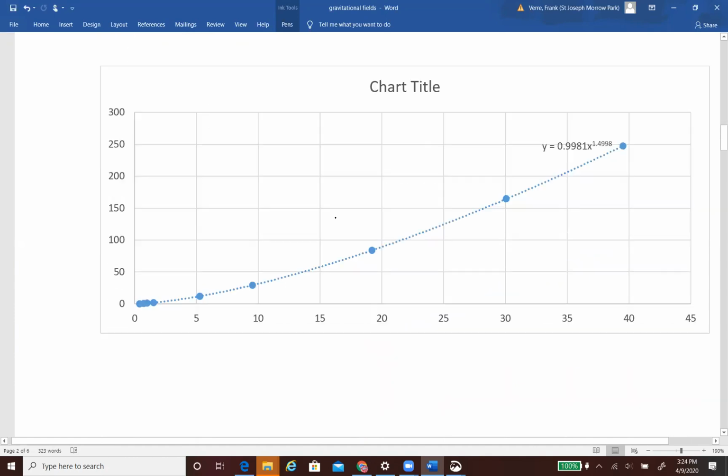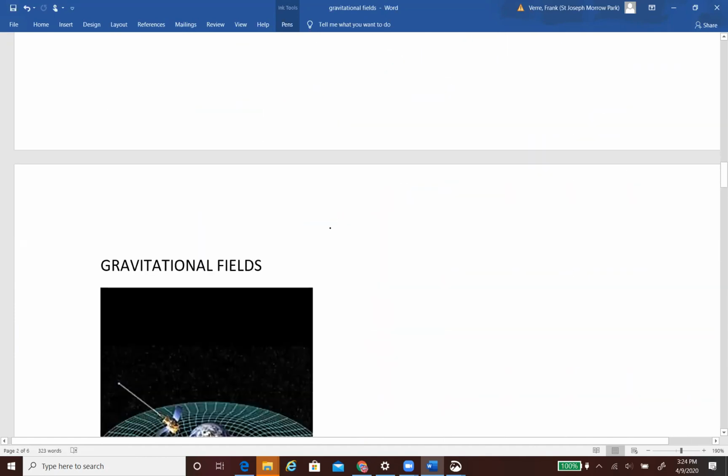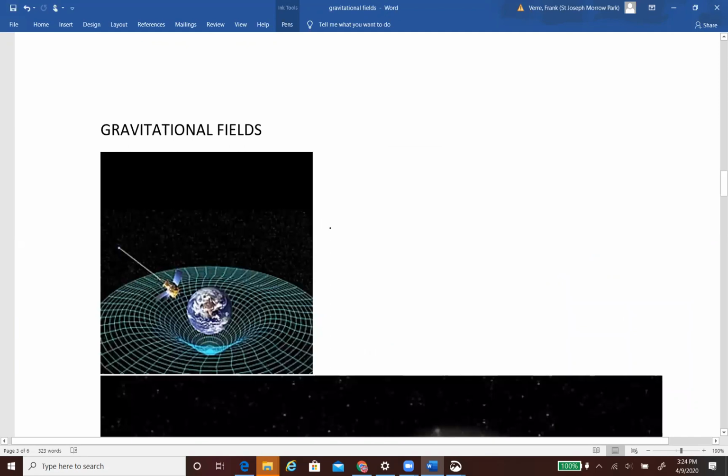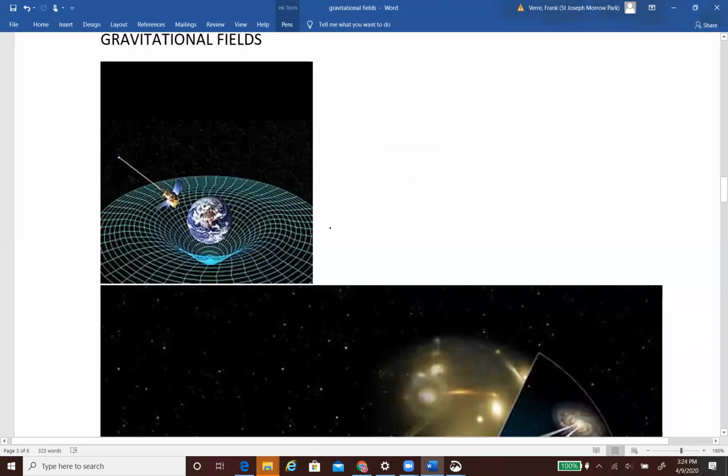Okay, so let's move on to what I think is a really fascinating topic, which is gravitational fields. Really, really cool topic. Here's a question I want you to think about. Because it's got the word field in it, what do you think is meant by the term gravitational field?